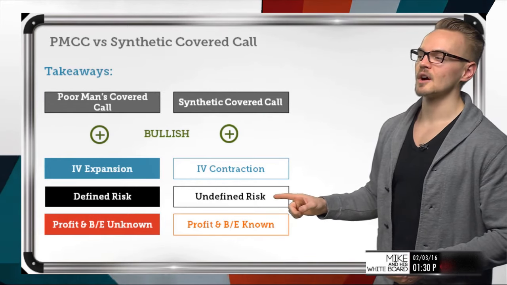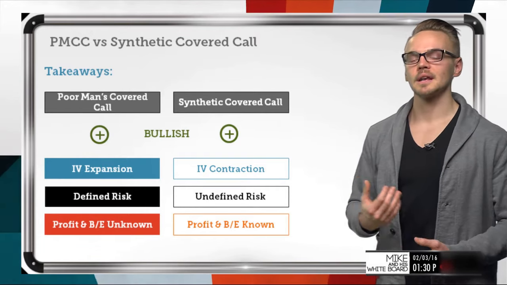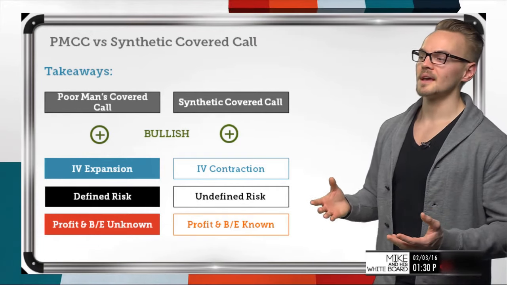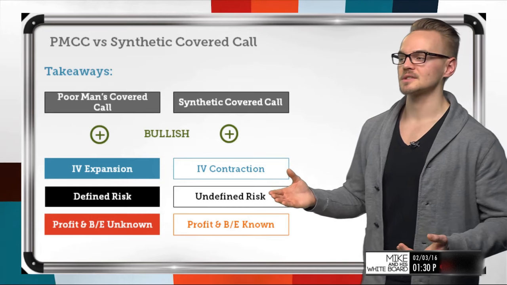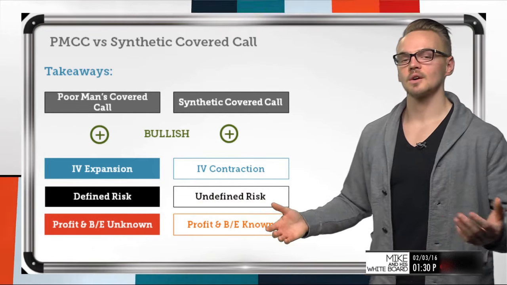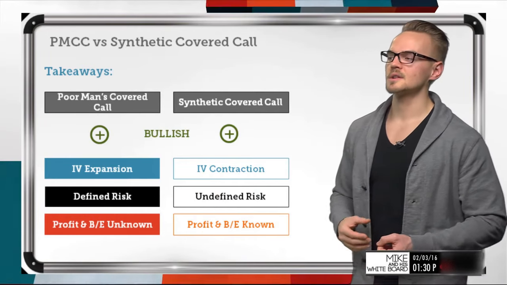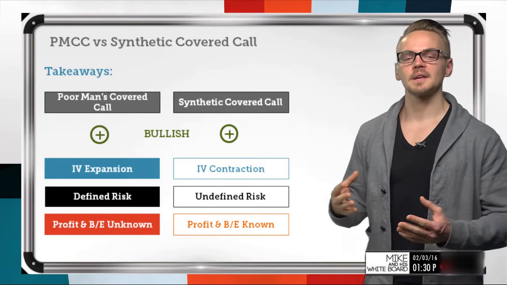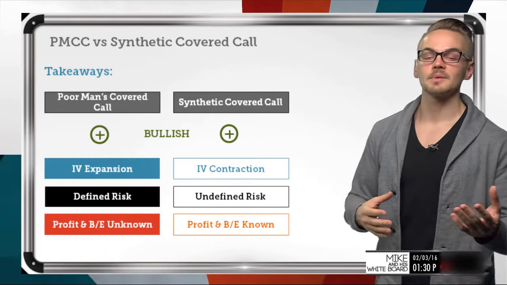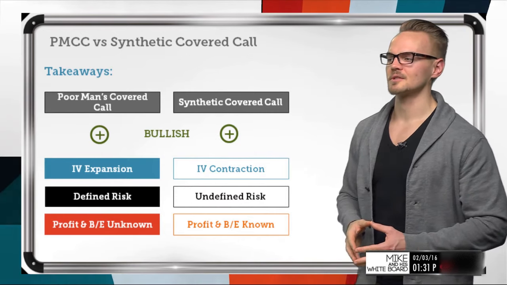The synthetic covered call has undefined risk, although we do know a stock can't go to zero. It can go anywhere in between there, so we don't know exactly where our risk lies or where our max loss would lie, or our loss at any point. We know our max loss can't go below the stock price going to zero. But with a poor man's covered call, we know our max loss at entry. We know that we can't lose more than the debit we paid for that. So our defined risk is going to be with the poor man's covered call.